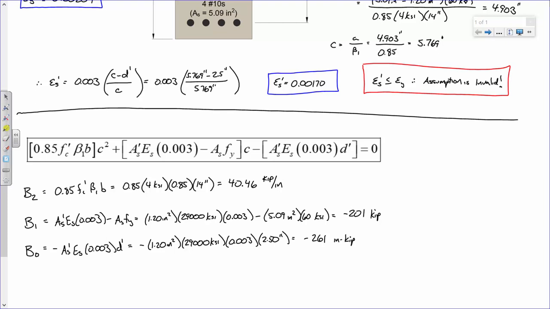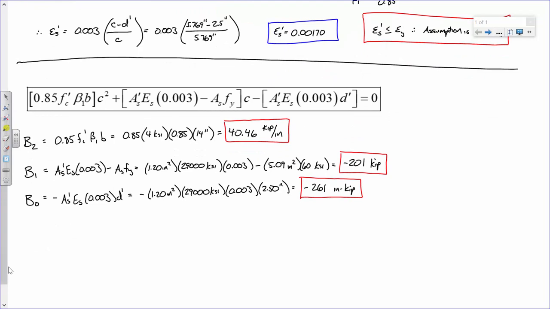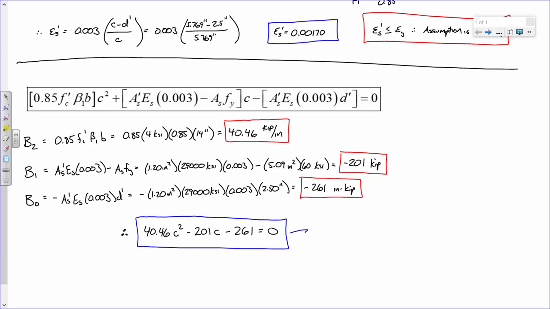Here's why I put the negative there and here's why I'm doing this. Watch this. I'm going to box this number. So what I can do down here is say 40.46 C squared minus 201 C minus 261 equals 0. That's the equation that I have to solve.